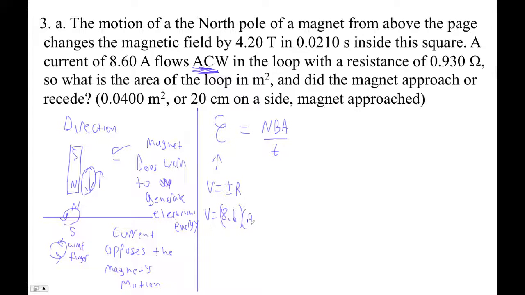0.93. 8.6 times 0.93. 7.998 volts is the voltage being generated, right? So let's go 7.998 volts, right, is one winding. The magnetic field changes by 4.2 Teslas.